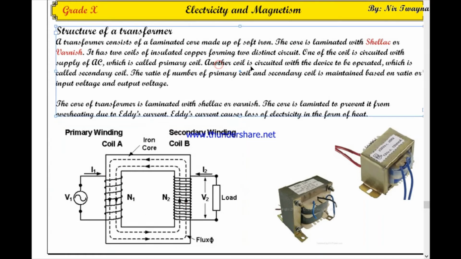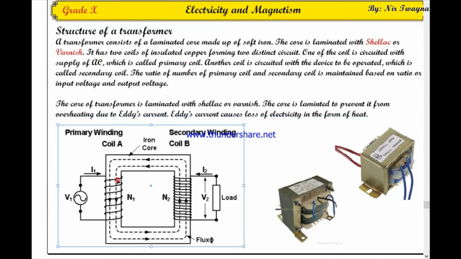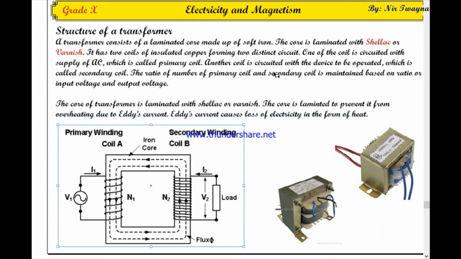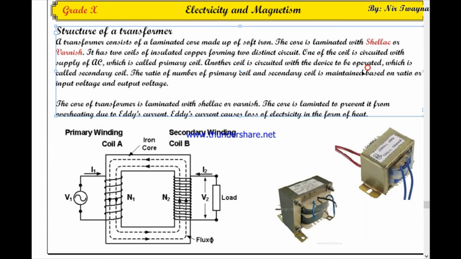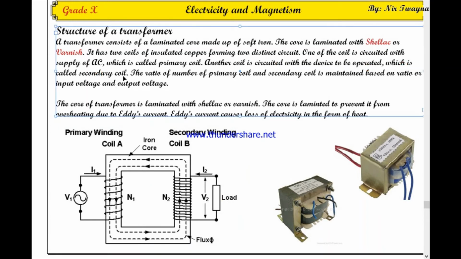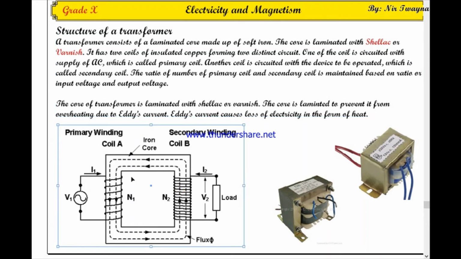Okay, one of the coils is circuited with the supply of AC, which is called primary coil. Primary coil is circuited with supply of AC, yes, and another coil, means this coil, is circuited with the device to be operated, also called load, yes, which is called secondary coil. Now you understand all the terms.